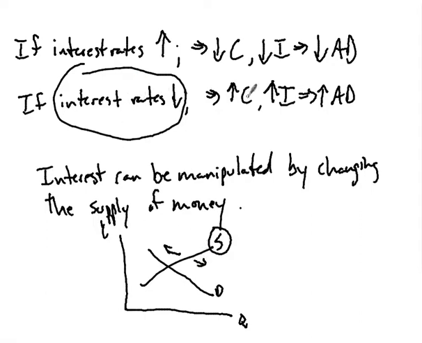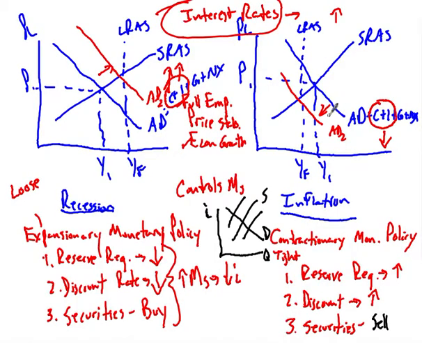By controlling the interest rates, you control consumption and investments. And by doing that, you control aggregate demand. And therefore, by controlling aggregate demand, you can hopefully fix the economy one way or the other. All right. So this is what's called monetary policy.